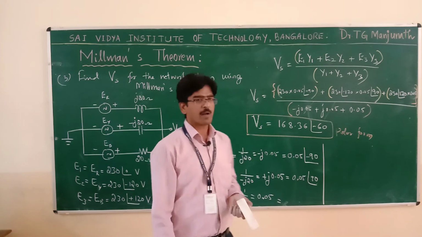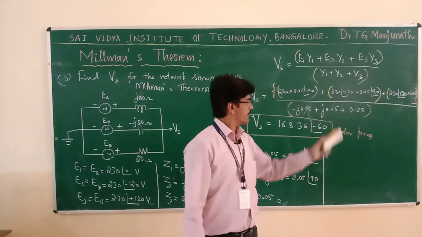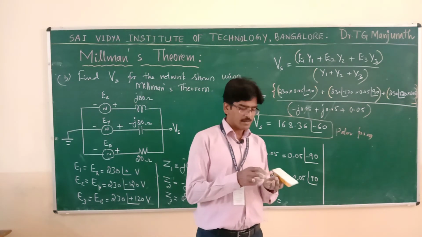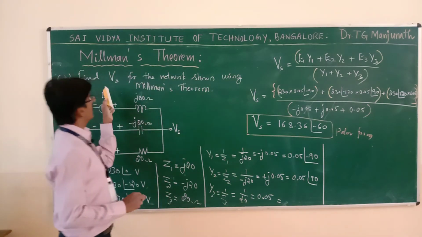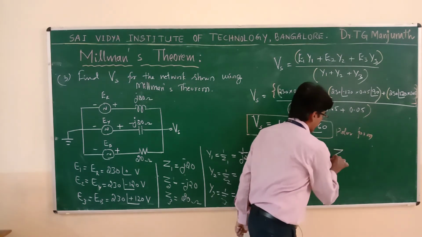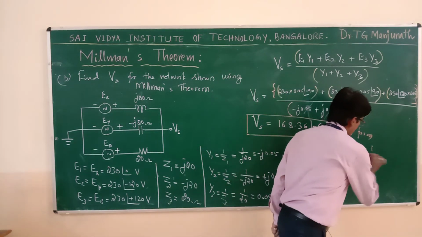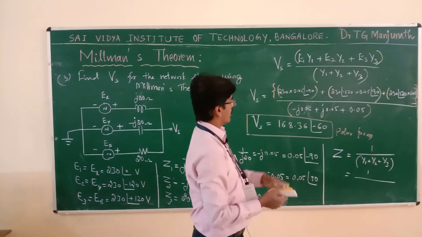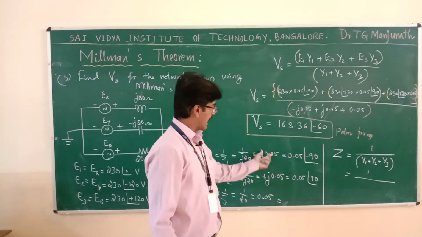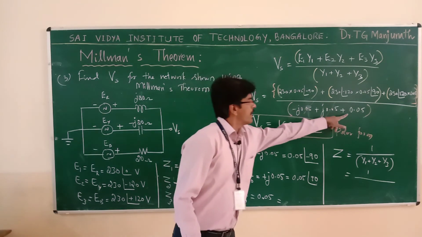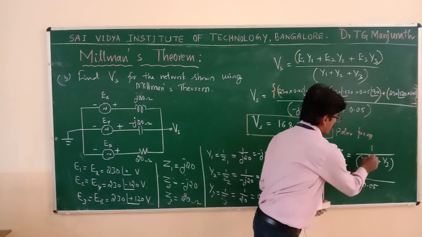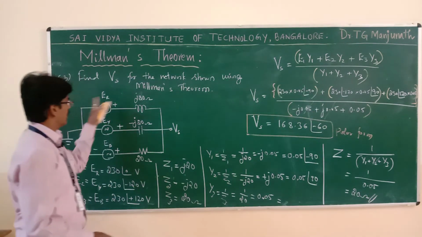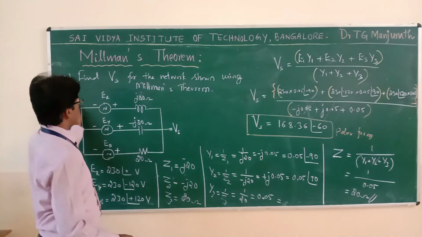Usually final answers we keep in polar form, or for examination purposes you can keep both forms. First express in rectangular form, that is j form, then in polar form, because the calculator gives the answer in both forms. This is how we find the single voltage source value. To find its impedance, Z is equal to 1 divided by Y1 plus Y2 plus Y3. Adding these three, the two imaginary parts cancel, and you get only 0.05. 1 by 0.05 is 20 ohms. That is how you convert all three voltage sources into a single voltage source.